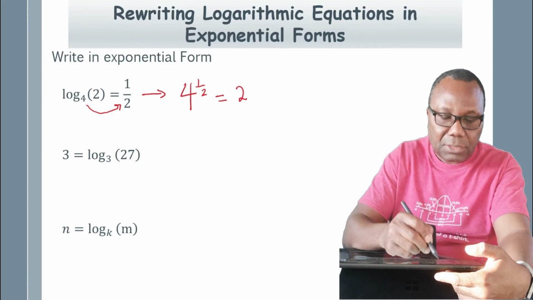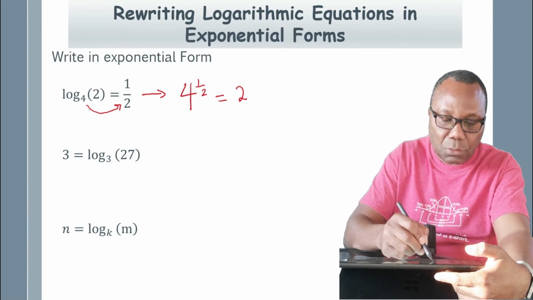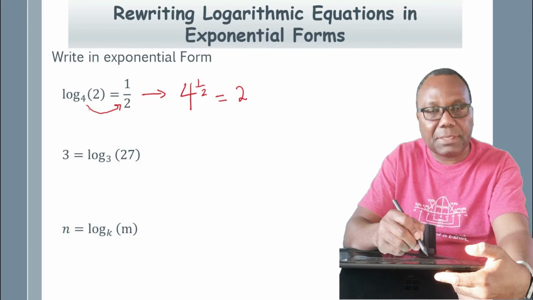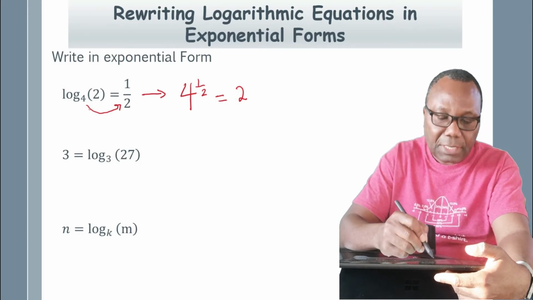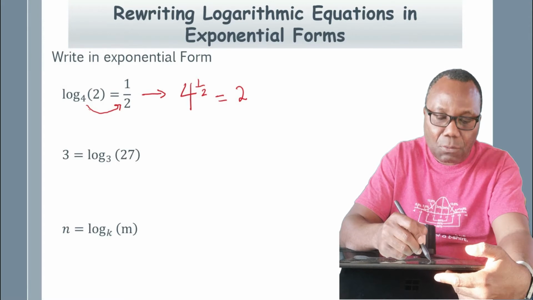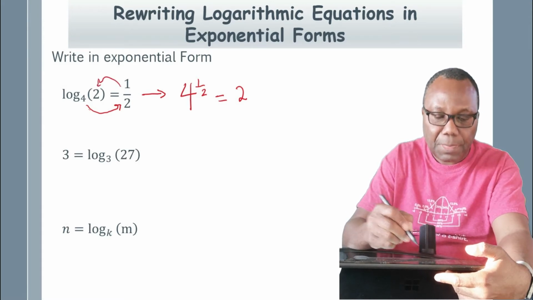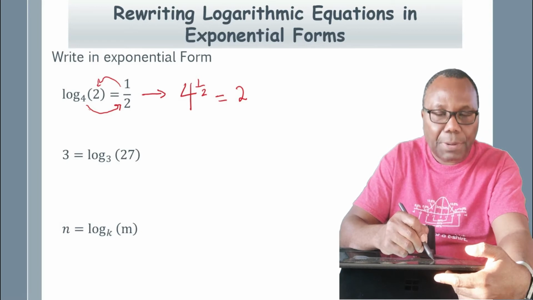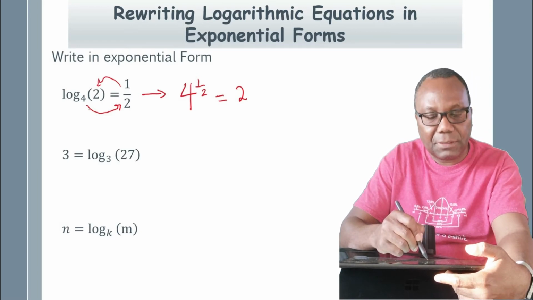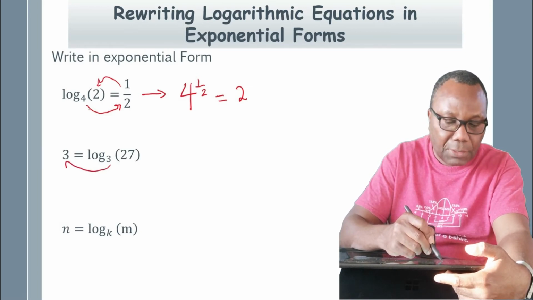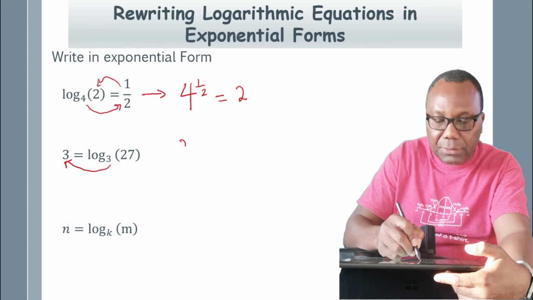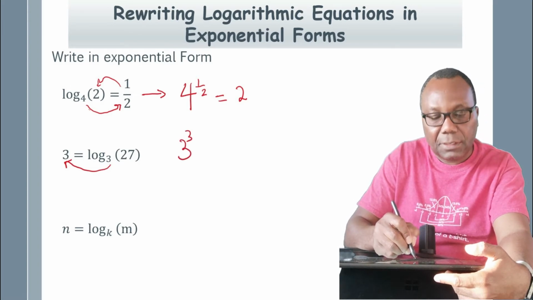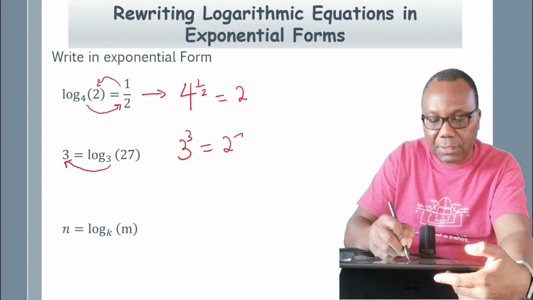So 4 to what power? This is the to what power we're talking about. Logarithm has something to what power. So 4 to the power of 1/2 will give me 2. Here's another equation. 3 to what power will give me 27? We know the answer. 3 to the power of 3 is 27.